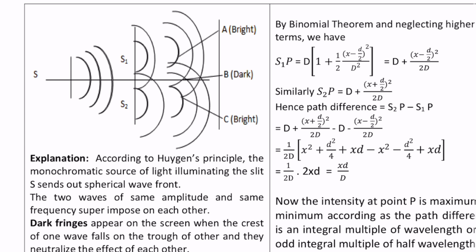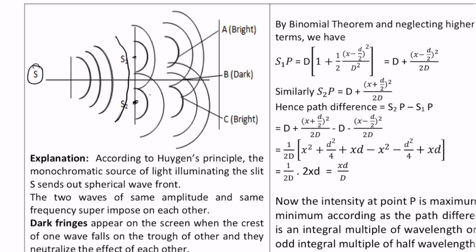This is the primary source of light. By division of wavefront at S1 and S2, it splits into two, correct? As it advances, the two wavefronts interfere with each other, so we get an alternate bright and dark pattern on the screen. These are called fringes.